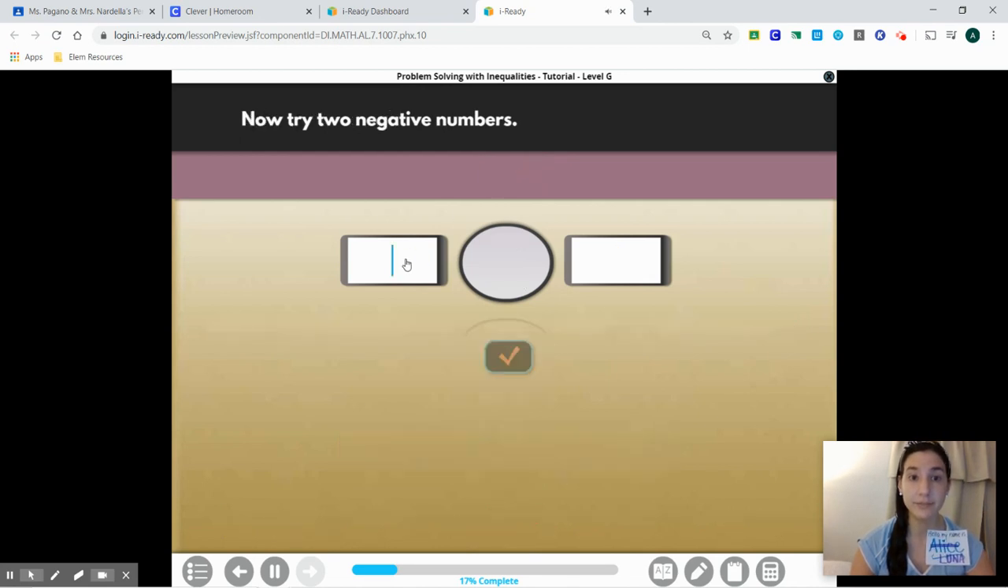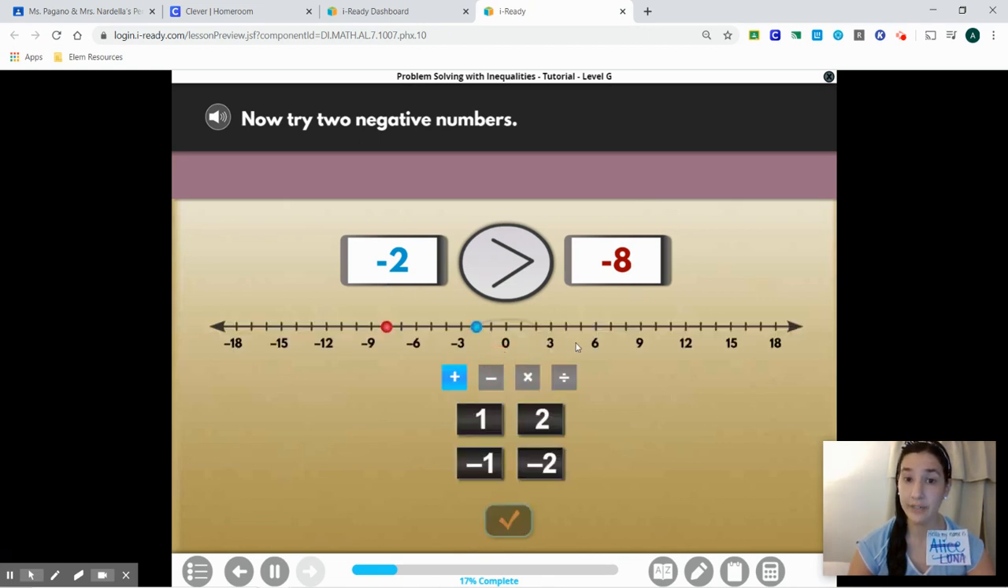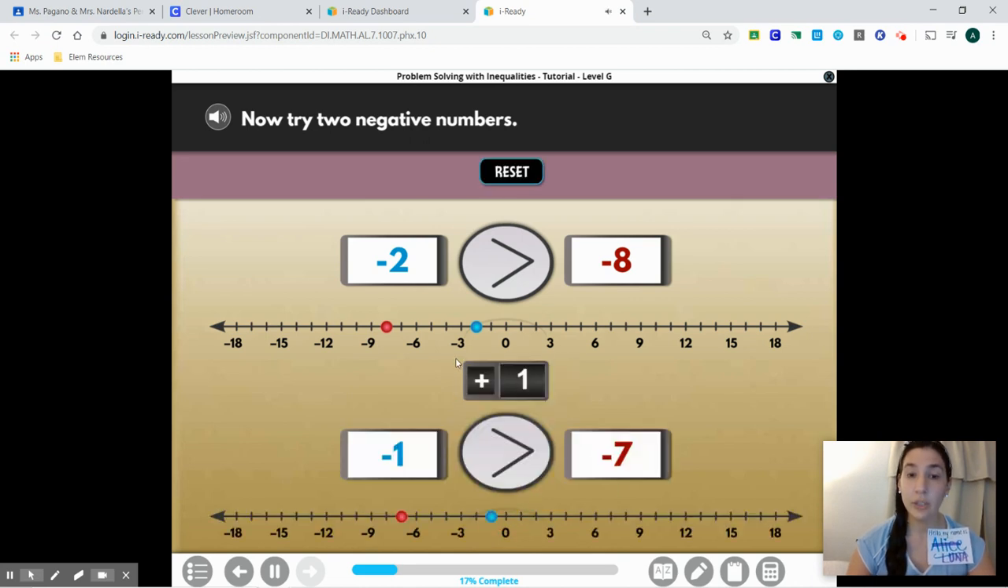Let's go again. Now, try two negative numbers. Let's try -2 and -8. We know that -2 is larger than -8. Here it is on our number line. Now let's add 1 to both of these. Look at what happens. We added 1 to both sides. Our inequality remained the same. The symbol did not change.